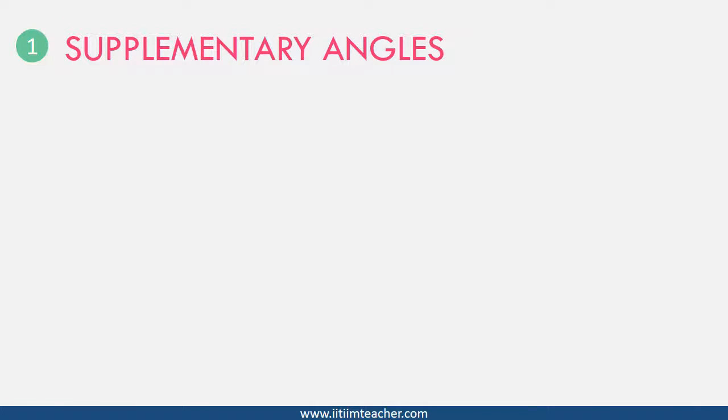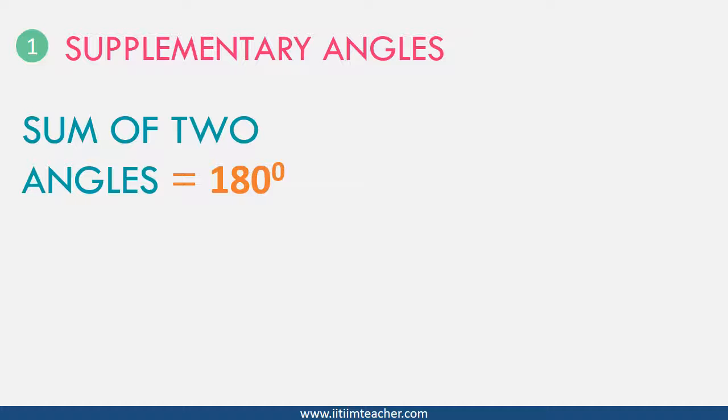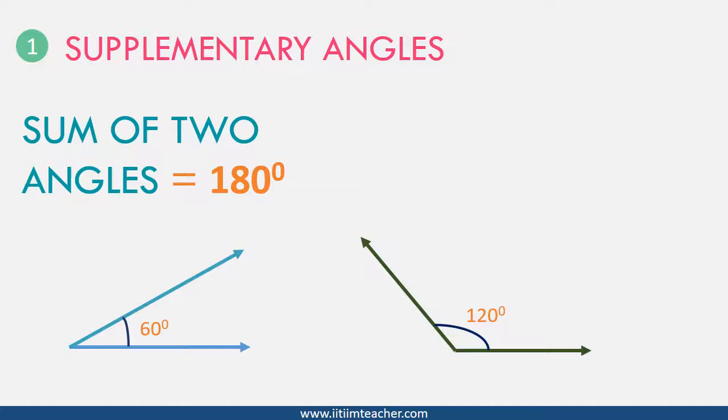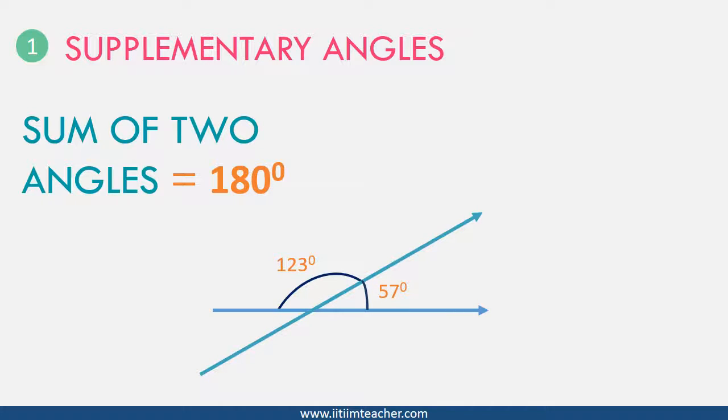Supplementary angles. Two angles are said to be supplementary if the sum of those two is equal to 180 degrees. For example, these two: one is 60, the other is 120. Another example: one angle is 123 and the other angle is 57. The sum of these two is equal to 180 degrees.